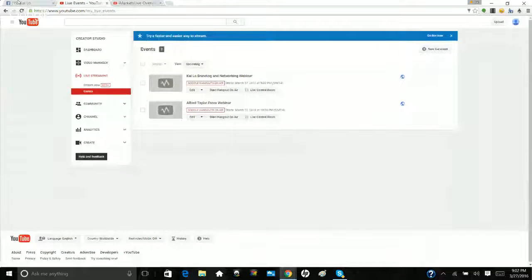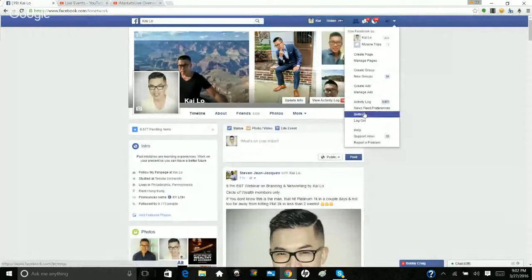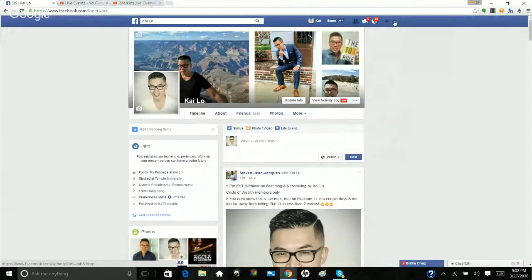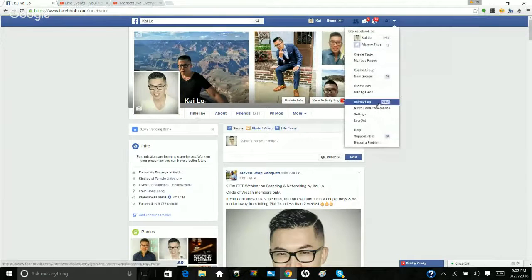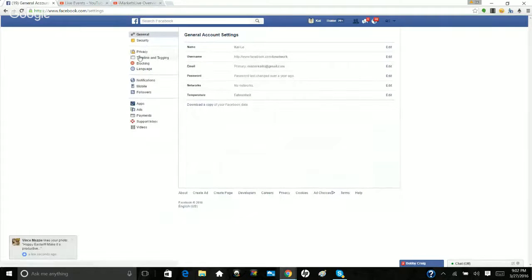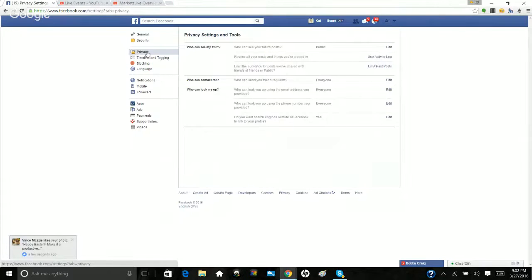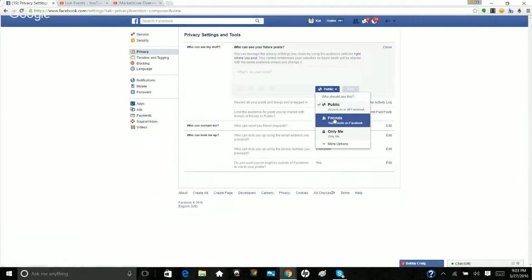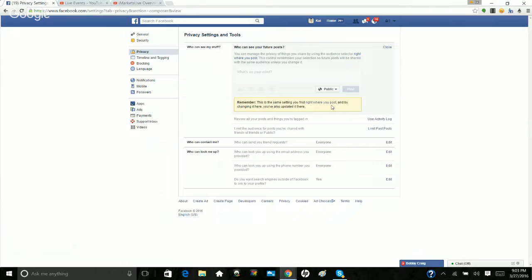Let's see. Go to settings. Whether you're on laptop or you're on the phone, it's almost the same. You click on settings. Let's see. Privacy. Who can see my stuff? You want to make sure this is public. It defaults to friends. So you want everybody to see it. You want people who are not even your friend to be able to see your content.